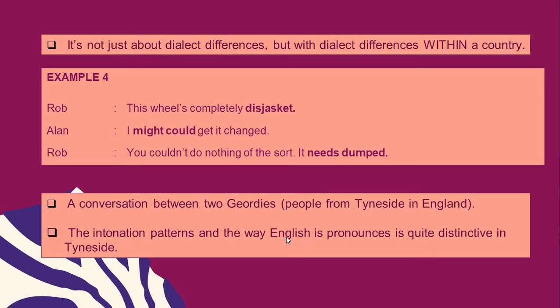So for example, Rob: this feels completely disgusted. Ellen: I might could get it changed. Rob: you couldn't do nothing of the sort. It needs dumped. What happens here is it's a conversation between two Geordies. Geordies are what they call people from Tyneside in England. The intonation patterns and the way English is pronounced is quite distinctive there. So next.